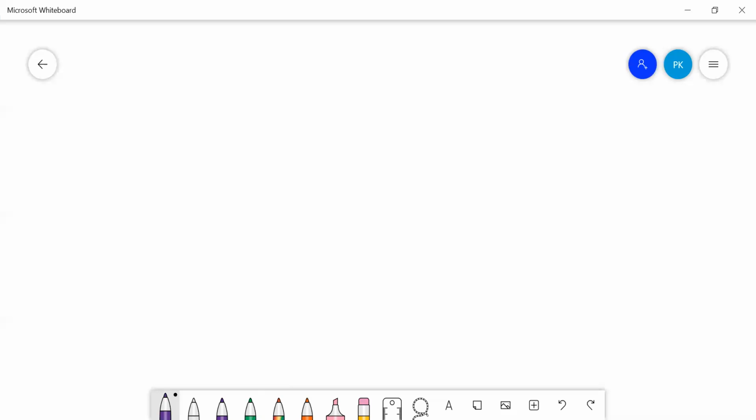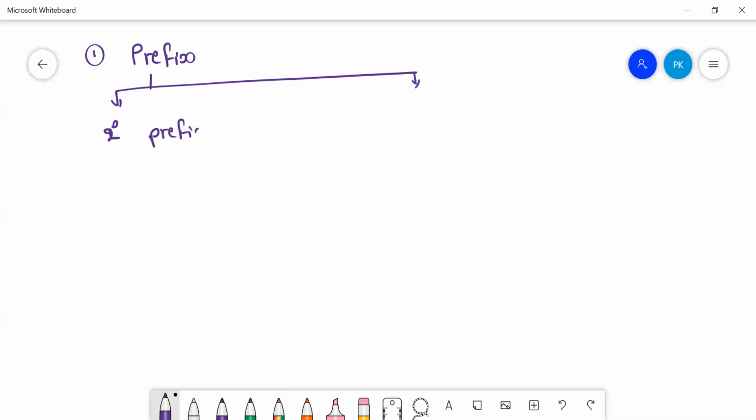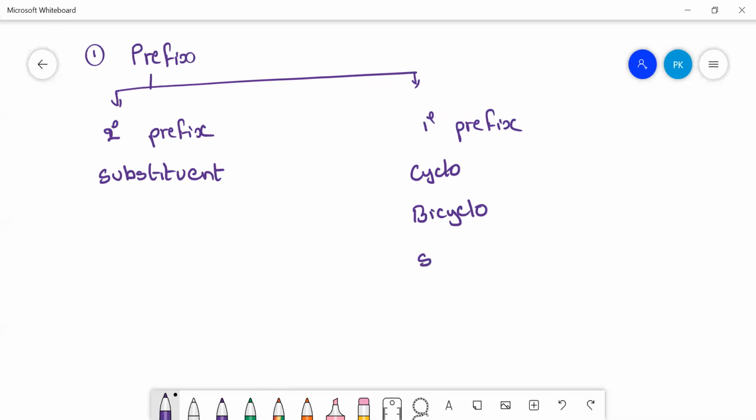Very, very important. What is that? I discussed prefixes. What kind of prefixes will be there? Two types of prefixes. What are those two, students? Primary and secondary prefix. The secondary prefix explains the substituent. Just now we discussed all those things, so the substituent name will be included. And the primary prefix will only have words like cyclo, bicyclo, spiro, such words.